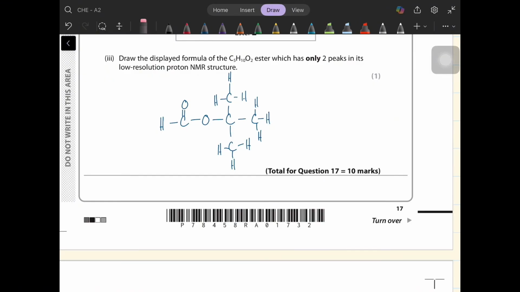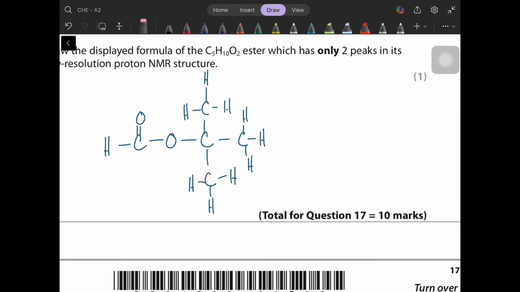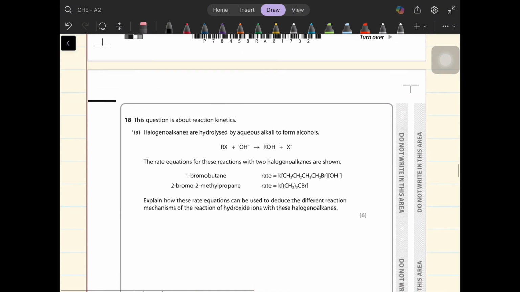I can see one of you asking why there is no peak for this carbon, right? Because does this carbon have any hydrogen attached to it? No, it doesn't. So hence it wouldn't show any peak, right? So then moving on to the next question.